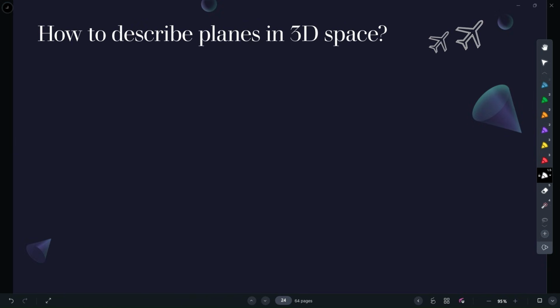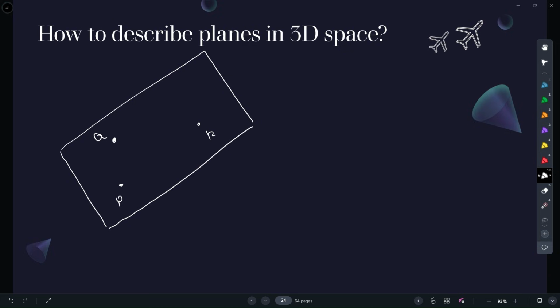A plane in 3D is actually determined by any 3 points. If I have 3 points, say P, Q, and R, that's going to describe a plane in 3 dimensions. But what I want to do is give myself some sort of equation that is going to allow me to actually work with this plane. So we're going to use vectors for that.